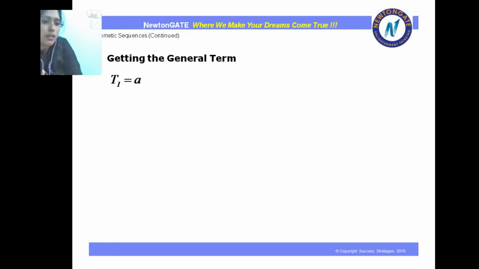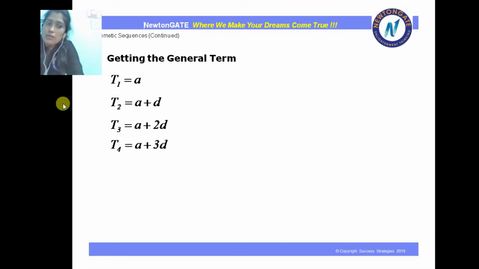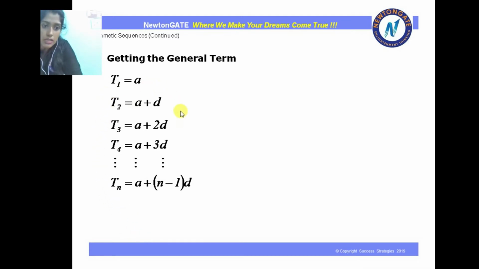Suppose T1, that is the first term, we have already discussed, it is A. So, T2 is obviously A plus D because we are adding D to it. T3 will be how much? A plus D plus D, that is A plus 2D. T4 will be A plus 3D, A plus D plus D plus D. Okay. So, in this way, if you continue, you can see that we are following a pattern, a rule here.